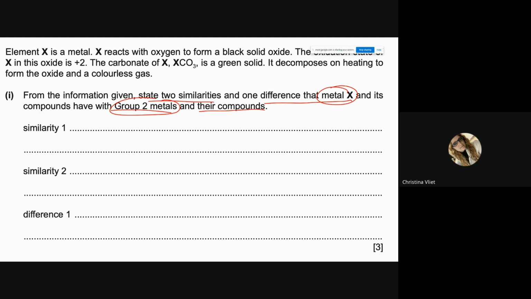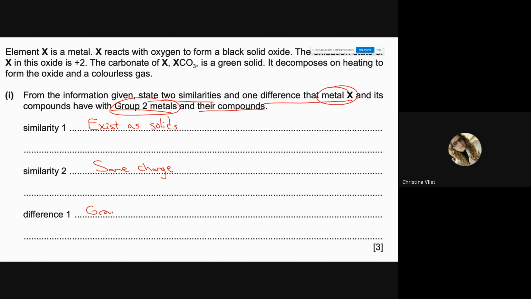Reading what you saw. Go ahead. Exist as solids. Okay. Another similarity. Go ahead. Same charge, right? What's the difference? It's colored, compared to group 2 metals, which are colorless.